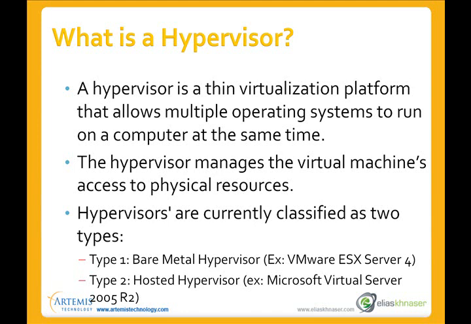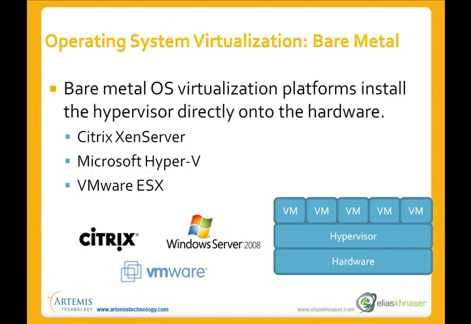And then there's Type 2 hypervisors. Type 2 hypervisors are like hosted hypervisors. You might know this through Microsoft's Virtual PC, for example, or for the server, it's Microsoft Virtual Server. VMware Workstation falls in that category. So let's take a look at some of the server virtualization that's available out there. Some of the vendors you see, Citrix XenServer, for example, is a Type 1 bare metal operating system where the hypervisor will get installed directly onto the hardware.